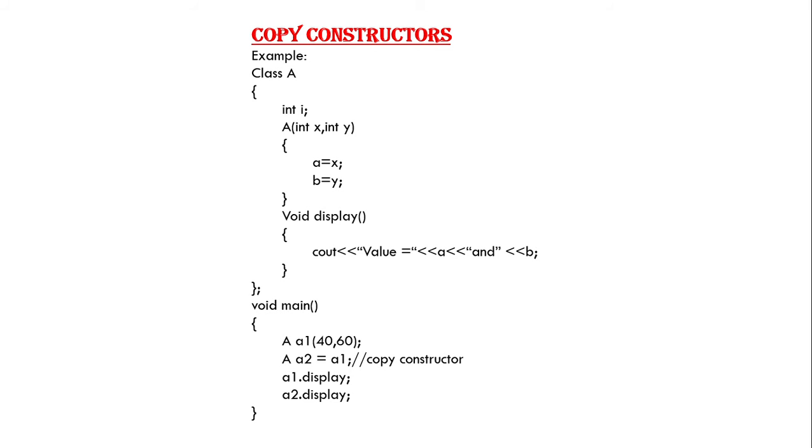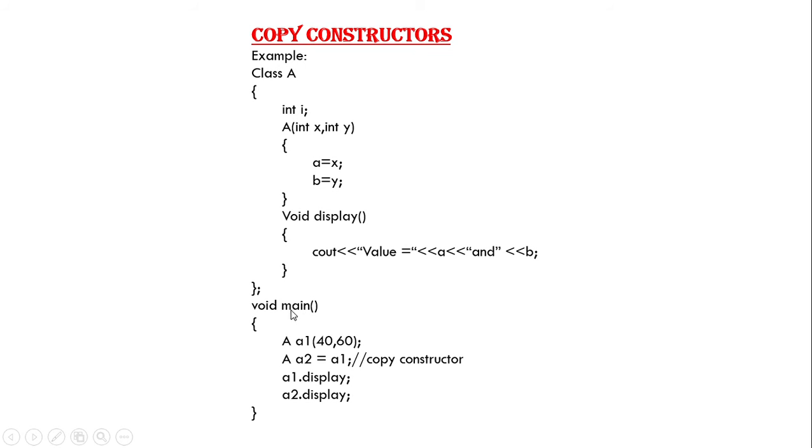Now what are copy constructors? Copy constructors are similar to parameterized constructors with a bit of difference. Here I have taken a class A. This class A consists of the variable int I and a constructor, and this is a parameterized constructor. The parameters that I have taken are x and y, and I have passed the value of x to A and the value of y to B. I have also taken a method display, and I have printed the values A and B.